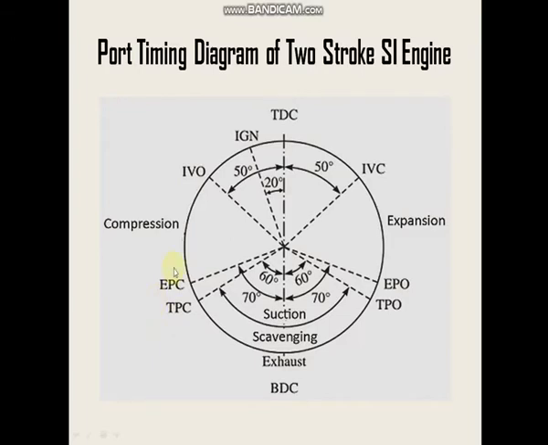So in the two-stroke engine, there are two strokes, the upward stroke and the downward stroke. In the upward stroke, the piston moves from the bottom dead center, BDC, towards the top dead center, TDC, and it compresses the entire air fuel mixture.